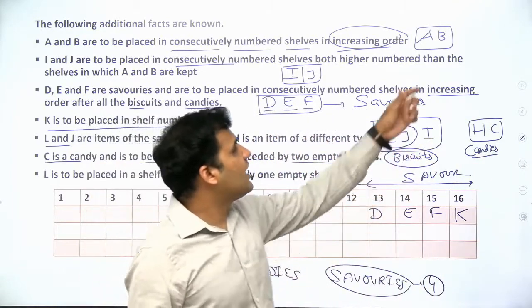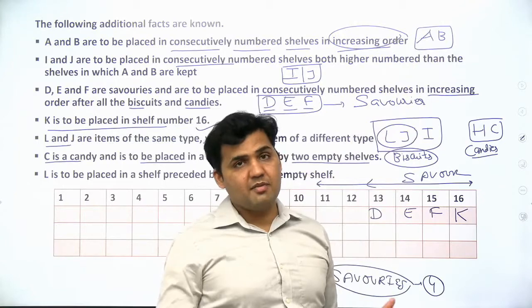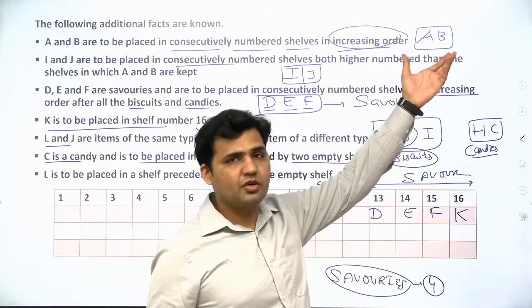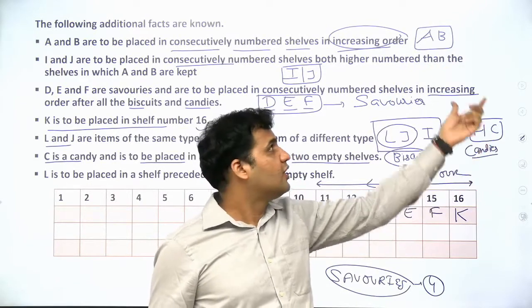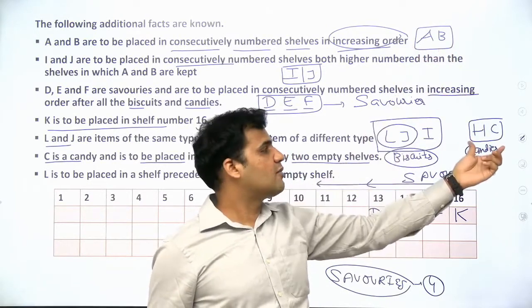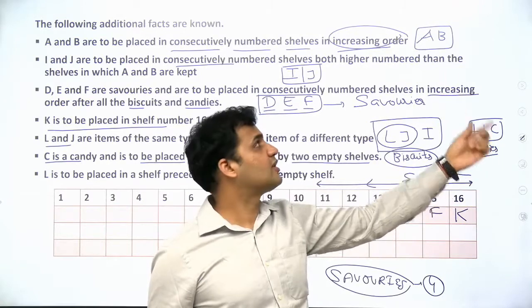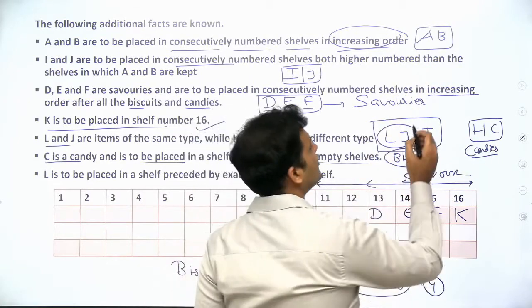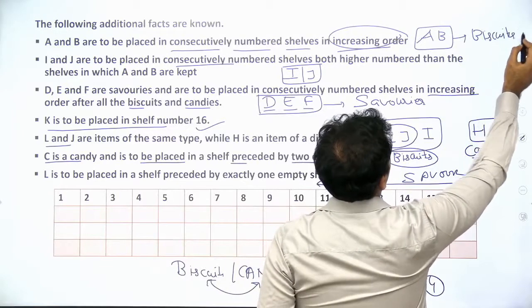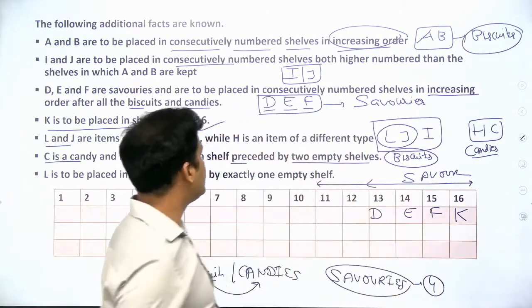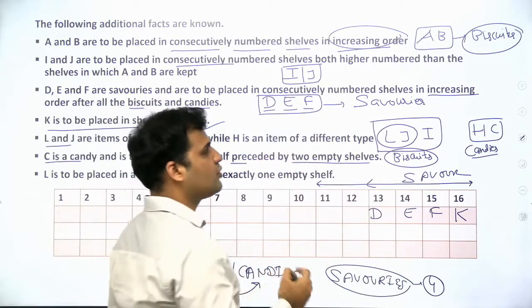Now we know that A and B are also of the same type. A and B are of the same type means they will be either biscuits or candies. But we have already 2 candies. The total number of candies is 3. So if I take A, B as candies, the total number of candies will become 4, which is not possible. So therefore A and B are also supposed to be biscuits. So A and B will also be biscuits. Now we are left with only one item, and that item is G, right? So G has to be candy.